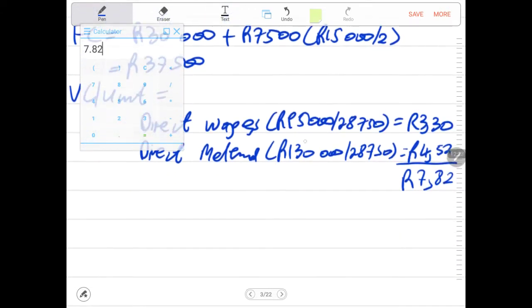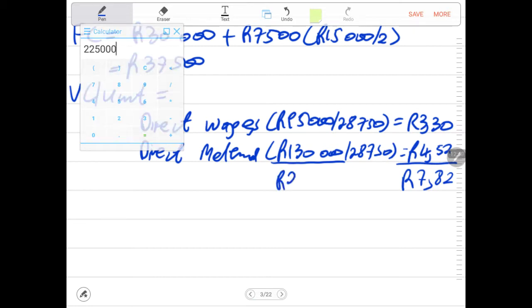But I prefer the approach of taking the two totals, then dividing that by the one total units. Our total variable cost, meaning labor and material, is 95,000 plus 130,000.